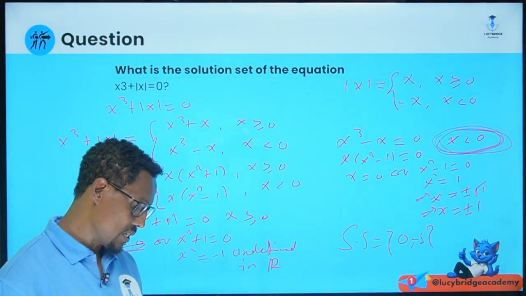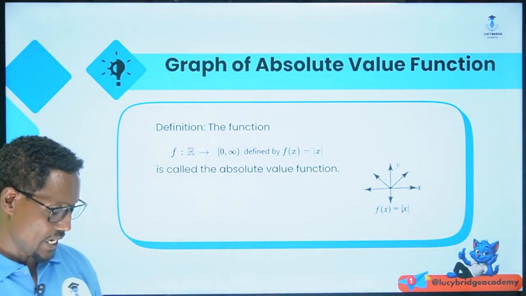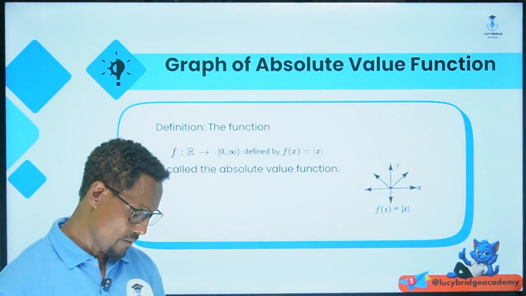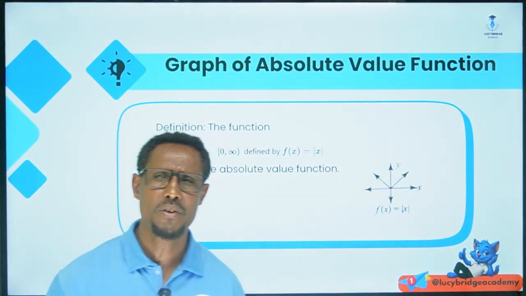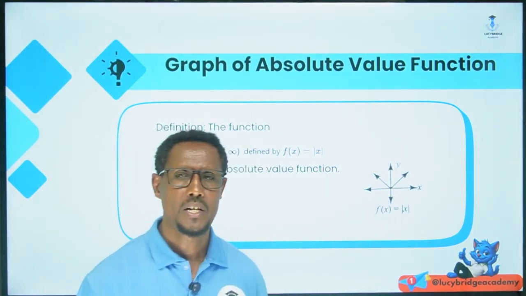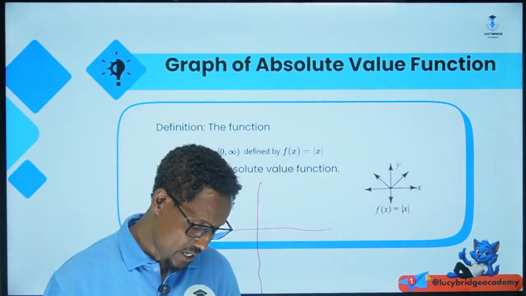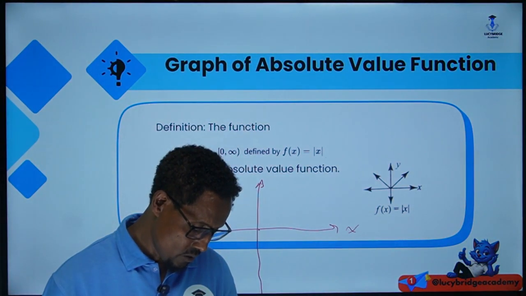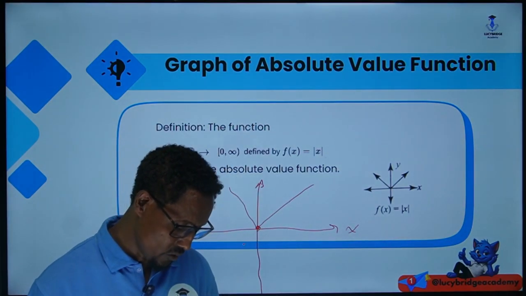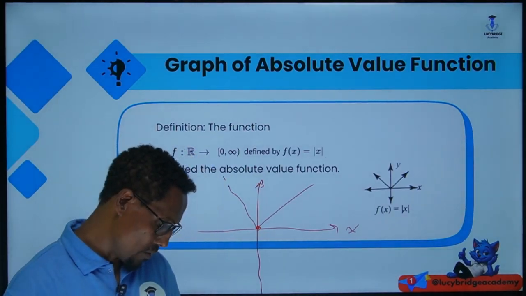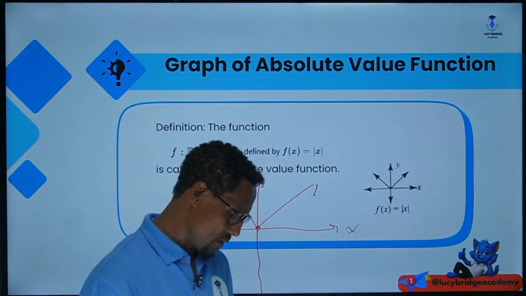Our solution is 0 and minus 1. Okay, graphs of absolute value function. The graph of every absolute value function is V-shaped. It always has a sharp corner. Assume this is x and y. It is V-shaped, whose vertex or corner points at the origin. This is the absolute value of x.